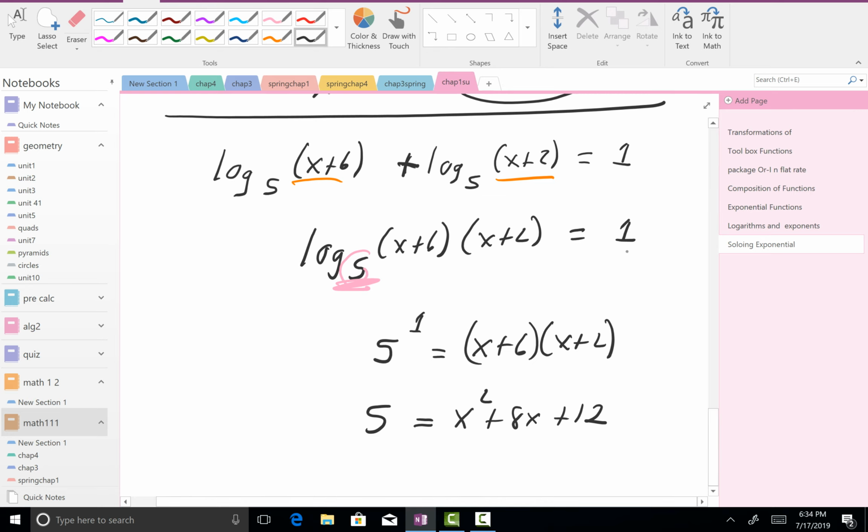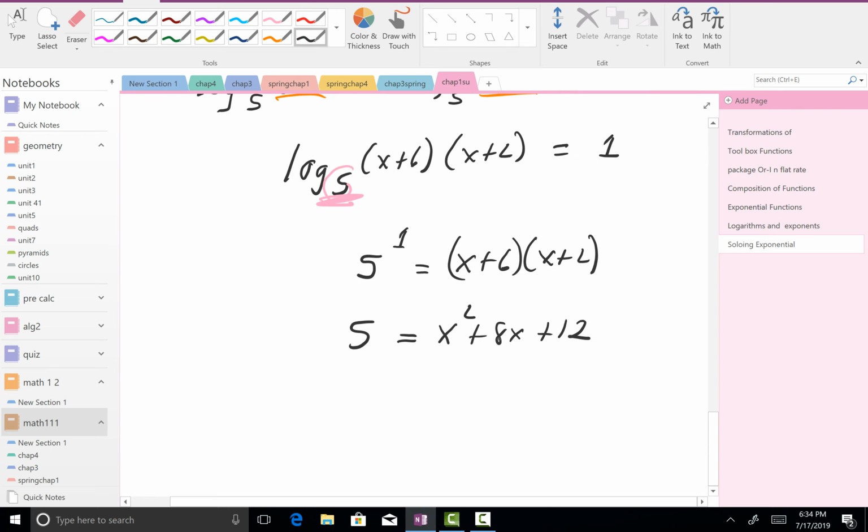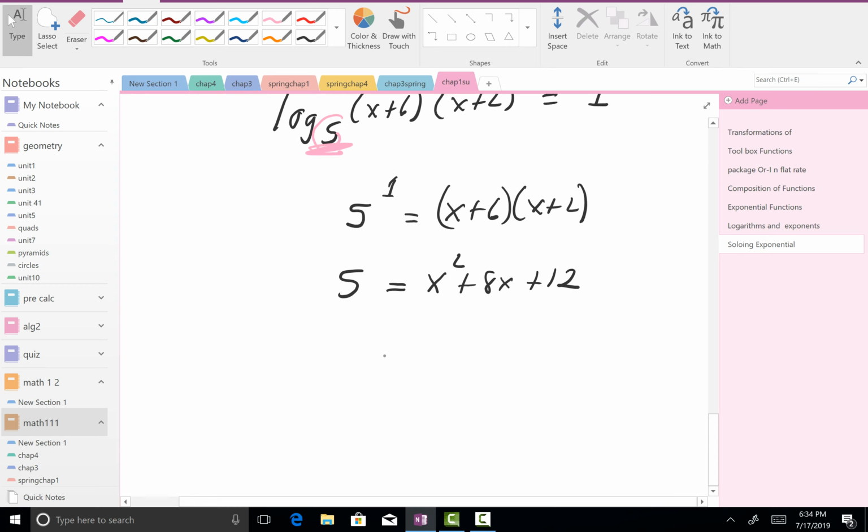So we put these things together. We're using the definition again. See, the definition is so big. We use it a lot. 5 to the first is 5, multiplying these things. And now all we've got to do is solve this. It's a quadratic, so I've got to move things and set it equal to 0.